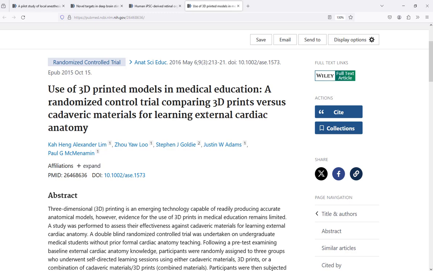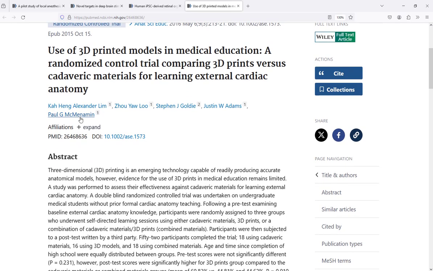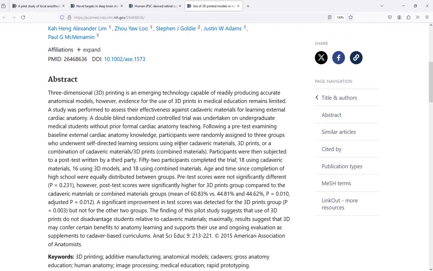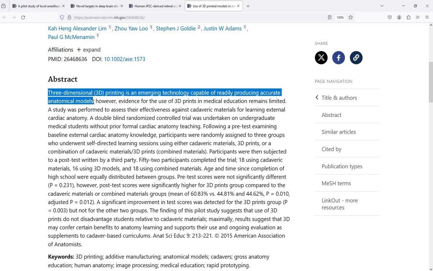Here is one on medical education. And this is the use of 3D printed models in medical education, a randomized control trial comparing 3D prints versus cadaveric materials. Okay, this is Paul McMenamin at Monash University in Australia. They're leading the world in 3D printing of cadaveric models. Now in this case, they only have one sentence of preliminary information. 3-dimensional printing is an emerging technology capable of readily producing accurate anatomical models.